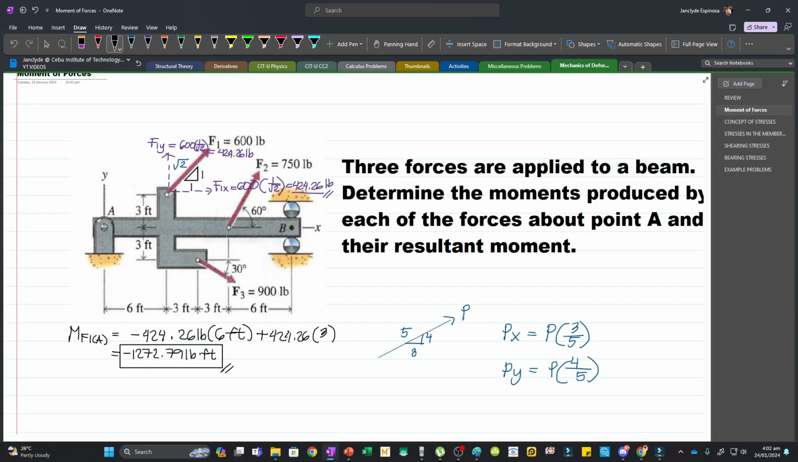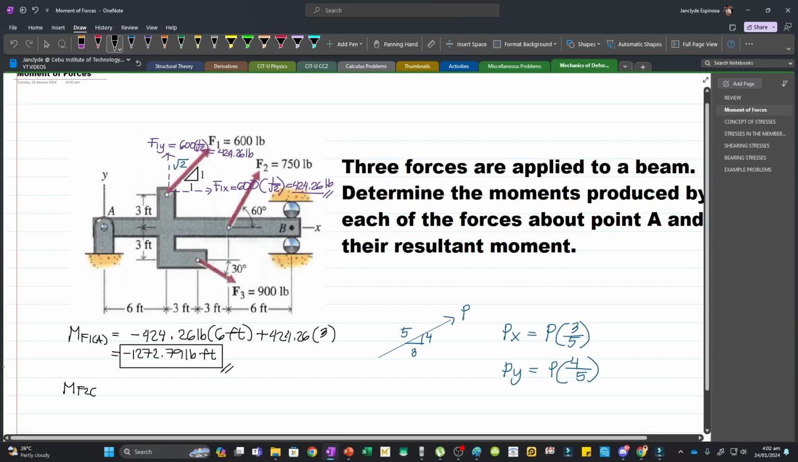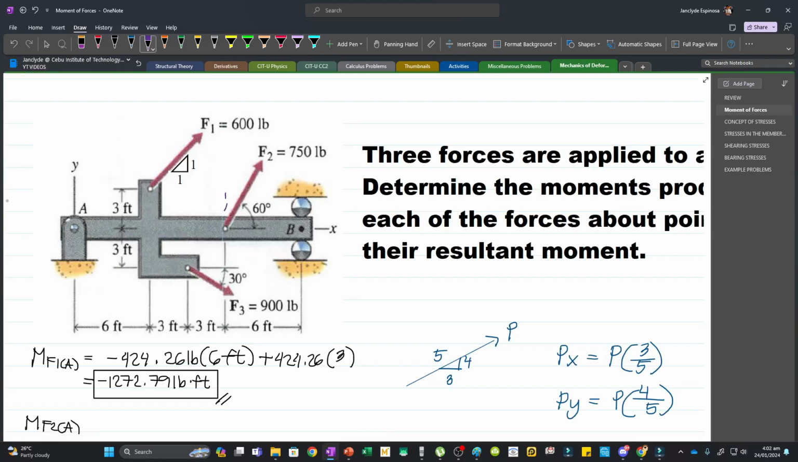And then if we want the moment of F2 about A, then we'll actually get the components. And so let me just erase this one. We still have vertical and horizontal components. However, since we are given the angle, we will just use cosine and sine. And then since this is with respect to the horizontal, we will just use cosine for the x component and then sine for the y component.